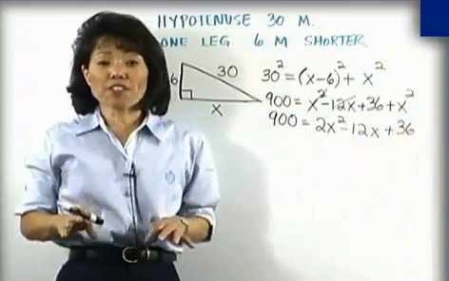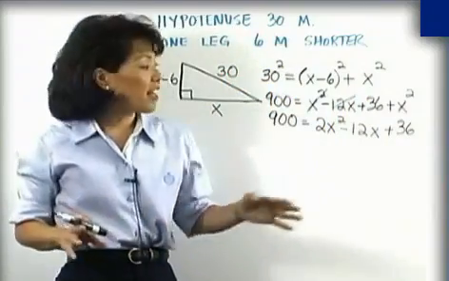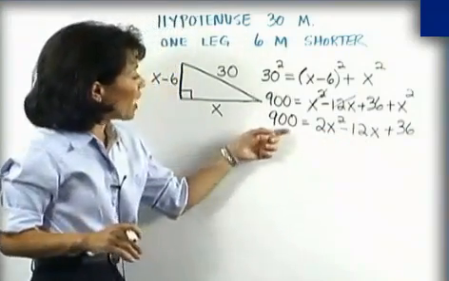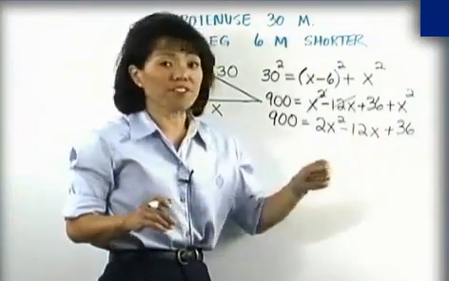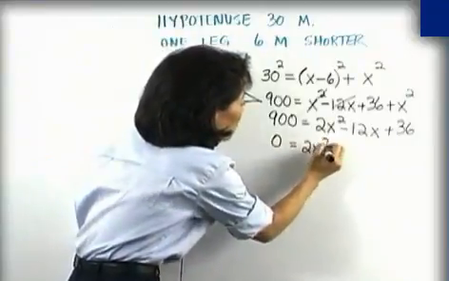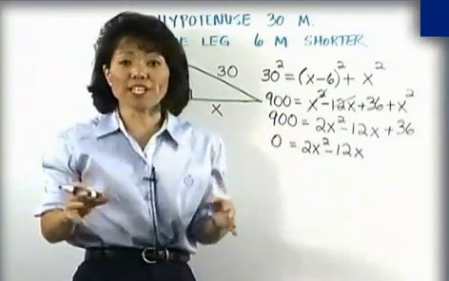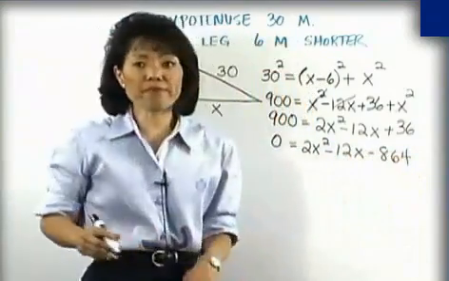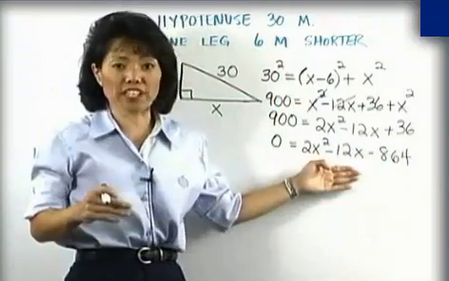Now, in order to solve a quadratic equation, we like to write it in standard form. Standard form says that one of the sides of my equation is equal to 0. We're almost there. All you have to do is get rid of that 900. To get rid of that 900, subtract it from both sides of the equation. When we do, we get 0 equals 2x squared minus 12x. When we subtract 900 from both sides, we're going to get a negative number, negative 864.